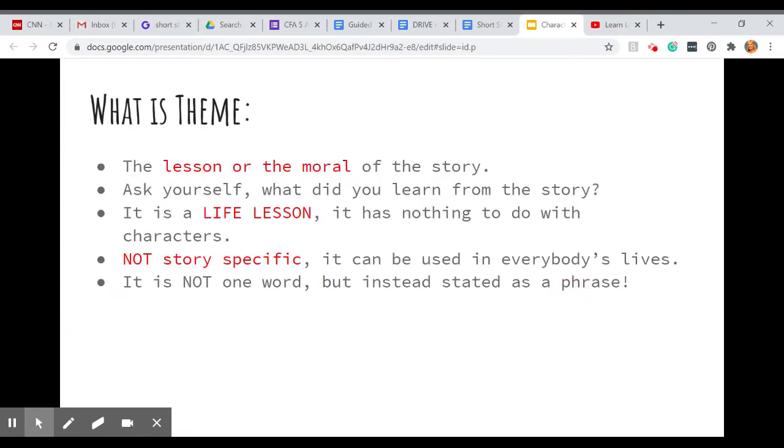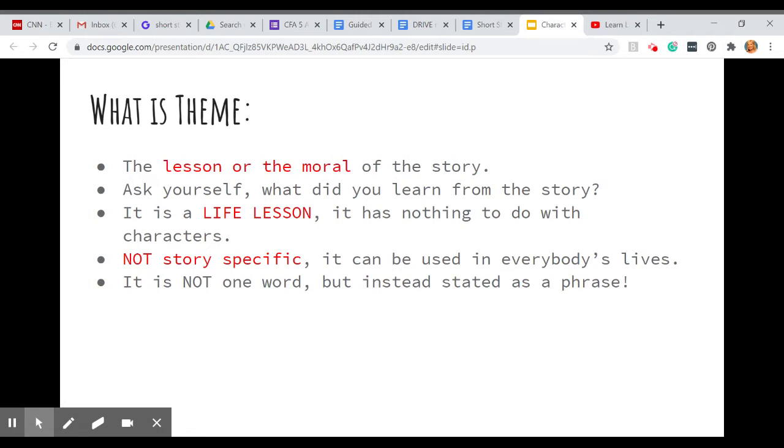Theme is basically the moral lesson that you learn from a story. So it's what can the story teach you? It's a life lesson. It has nothing to do with the characters. Okay, so you're not going to have a theme like Rikki Tikki learned to be brave. That's not a theme. That is too story specific.